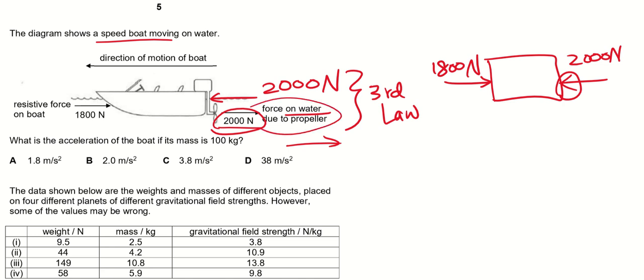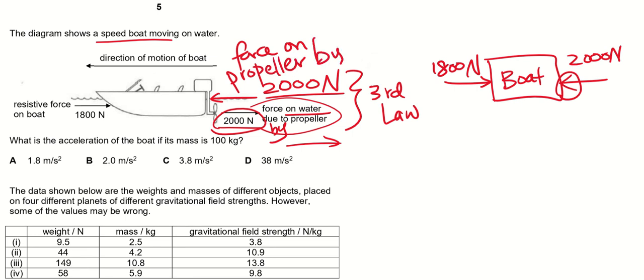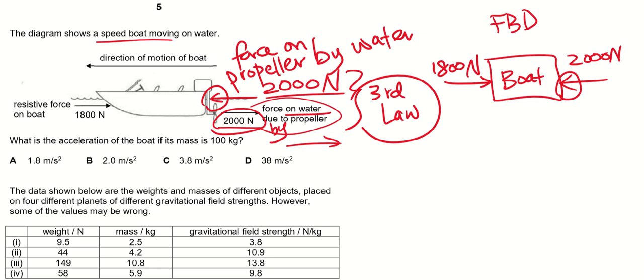The force on water due to propeller, or by propeller. That means third law, we have 2000 Newton acting. This is 2000 Newton of force on propeller, which is attached to the boat, by water. So this is Newton's third law. The direction must be opposite, and must be equal in magnitude. Therefore, I come to draw this free body diagram of 1800 Newton versus 2000 Newton.